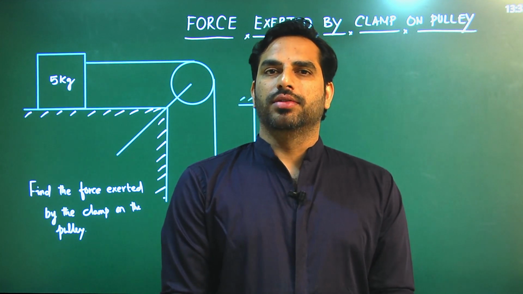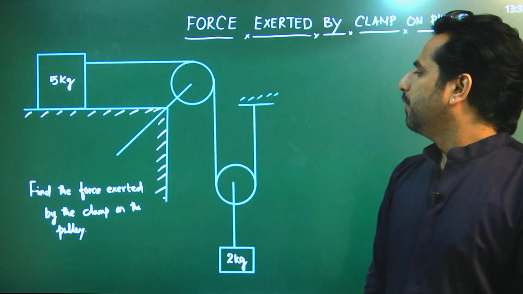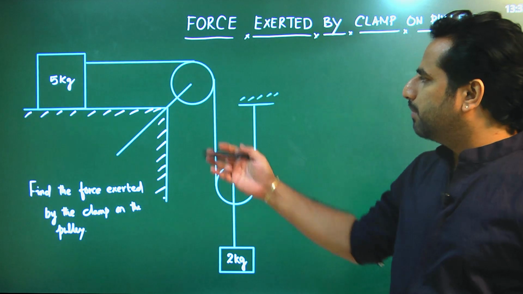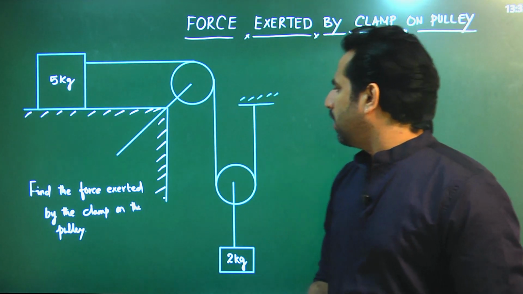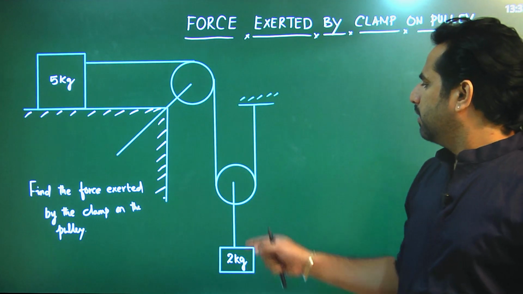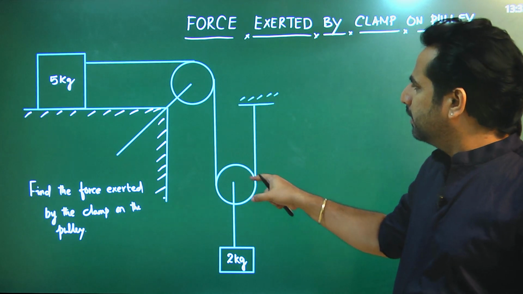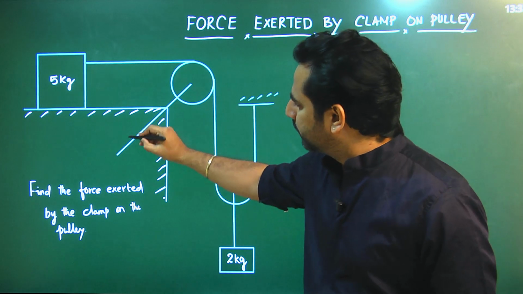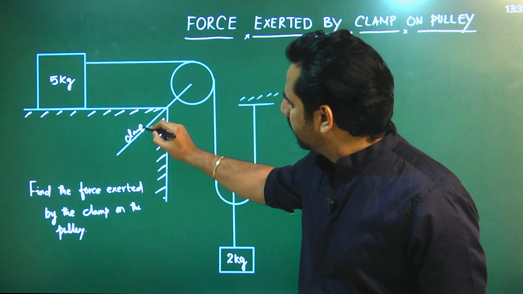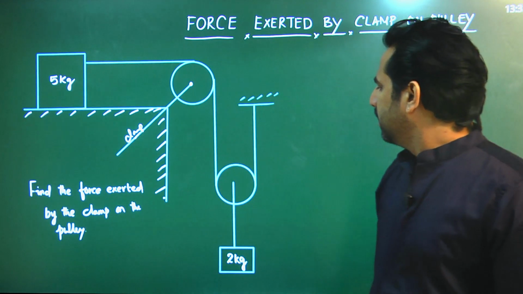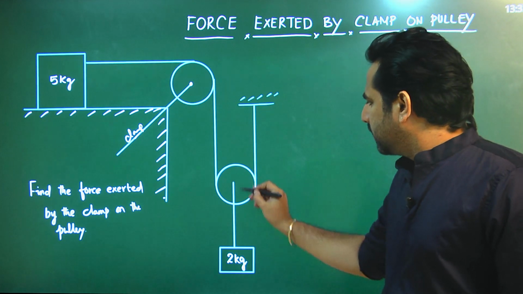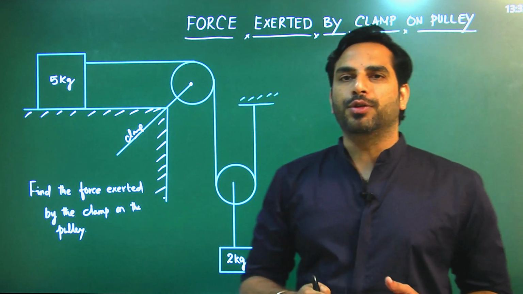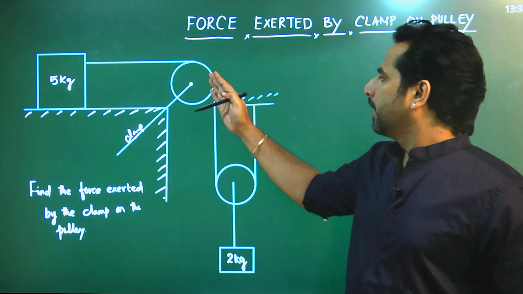In this video, we'll see how to find the force exerted by the clamp on the pulley. I'll take this example. There's a 5 kg block connected to a string passing over a movable pulley and then through a fixed pulley, which is clamped here as you see. So this is the clamp. The pulley is clamped here, and a 2 kg block is connected to the movable pulley. Now the question is to find the force exerted by the clamp on the pulley.